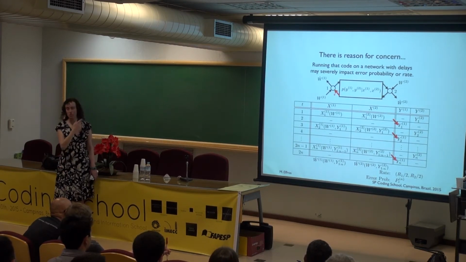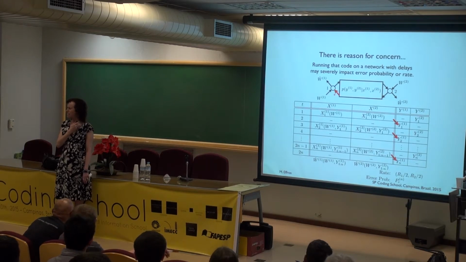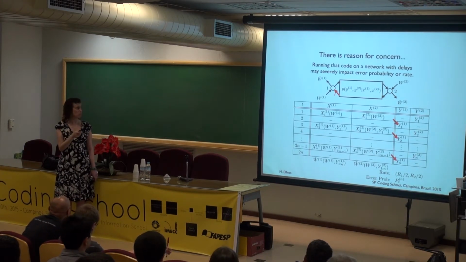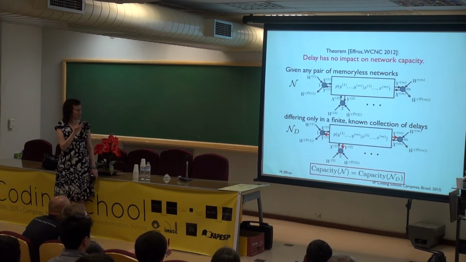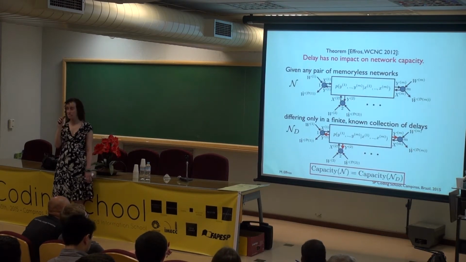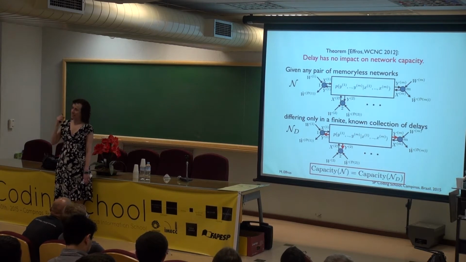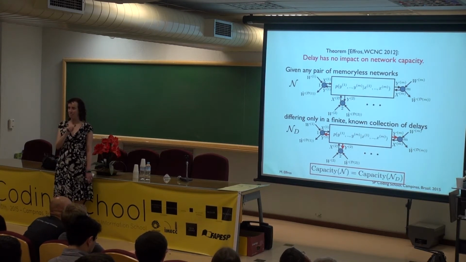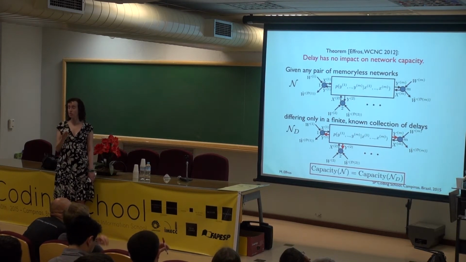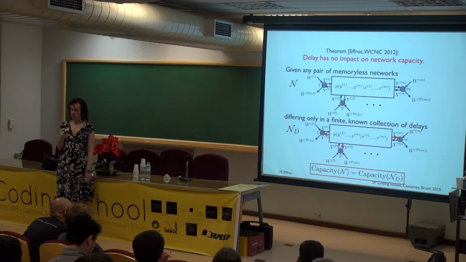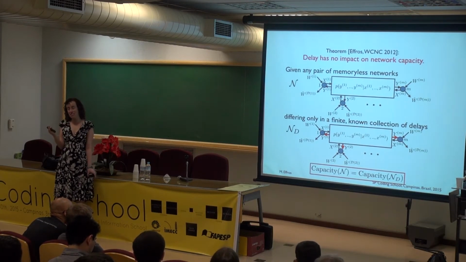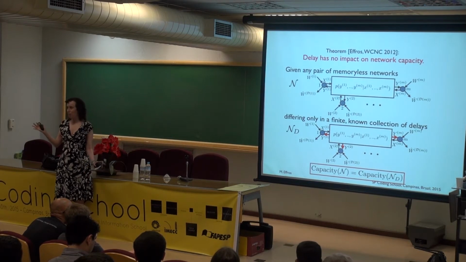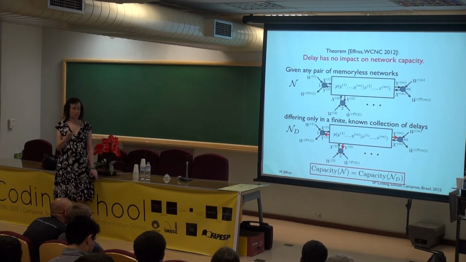So this is why people were worried, right? Because it looks like you're going to get further and further behind if you try and code over networks with delay. But as I said, delay has no impact on capacity with our model. And I want to underline that point: for any network that fits into our model, which is quite broad, delay has no impact on capacity. If you start to violate things like causality, our model says nothing about that case.